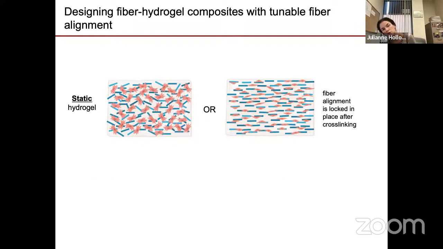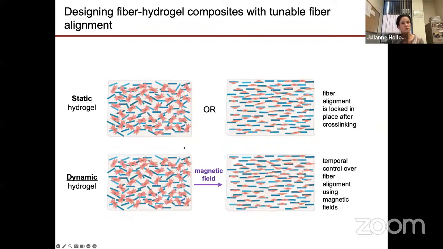And then we looked at two different systems. One case where we have this static hydrogel, which is the NorHA hydrogel, the norbornene modified hydrogel that I already mentioned. This is a case where we would cross-link after we performed the fiber alignment. So this locks the fiber alignment in place. And then we also looked at a dynamic hydrogel. So this is one where, because the bonds within the hydrogel are dynamic, we can add the magnetic field to the cross-linked hydrogel in situ to allow temporal control over fiber alignment.